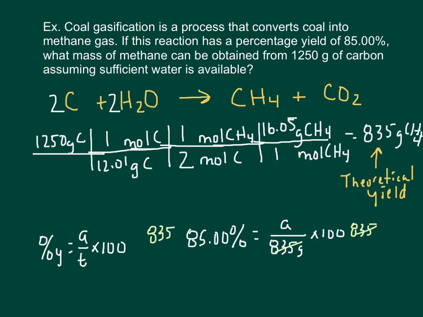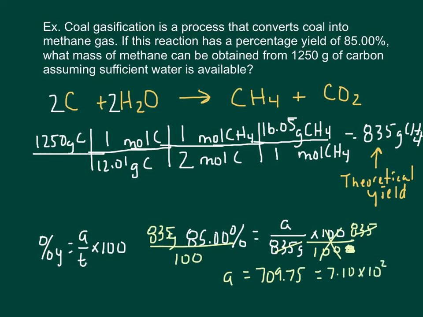That's going to cancel those out, grams. And I'm going to divide both sides by 100 to get that. Whoops, that's the 1,000. I want 100. Divided by 100. And these cancel out right there. And so I get my actual yield is 709.75, which in the correct number of sig figs would be 710, and then in correct scientific notation would be 7.10 times 10 to the second grams of CH4 is what I walk out of there with.